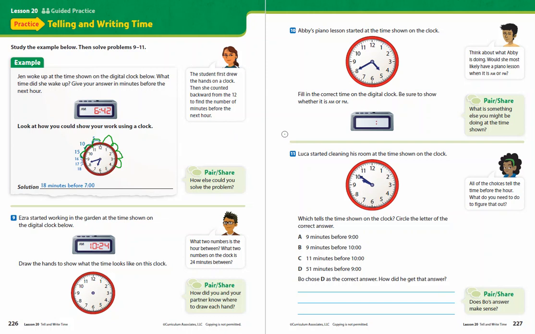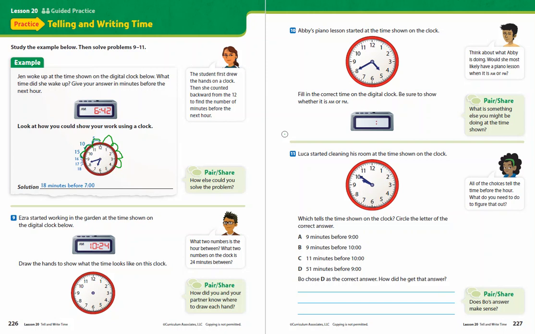Ezra started working in the garden at the time shown on the digital clock. Draw the hands to show what the time looks like on this clock. So we have to draw 10:24. So what I want to do is think about what number on the clock is the closest to 24.